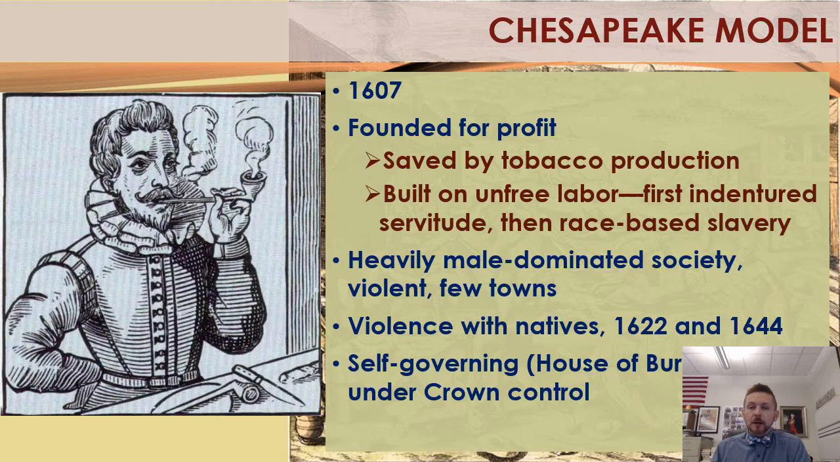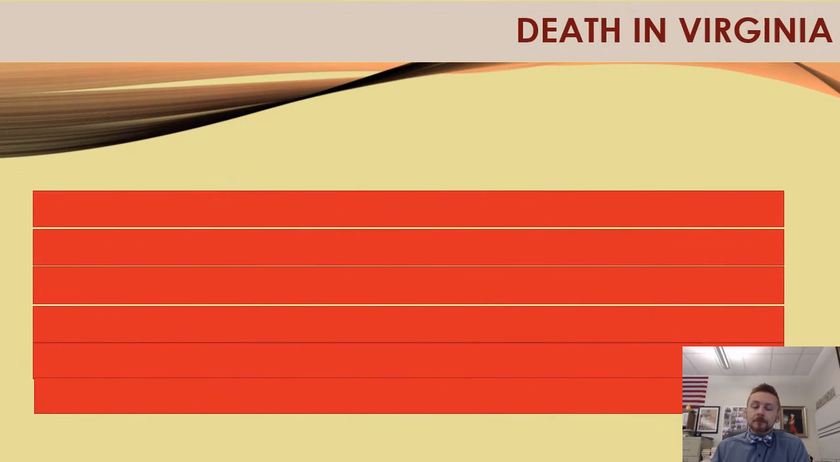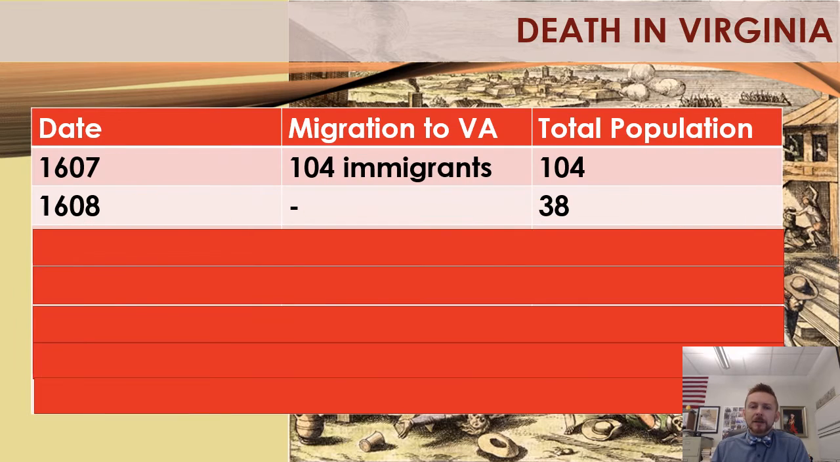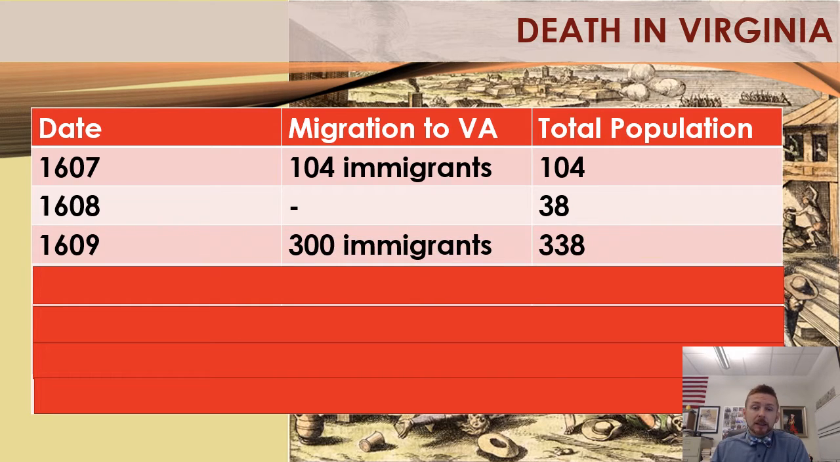So this is a world built on huffs and puffs and lots of long-term coughs. Just to show you how deadly this world was, in the 1607 original migration, 104 migrants, mostly men, but a few women. By 1608, only 38 of them were left. At one point, they were reduced to cannibalism and eating shoe leather and rats.